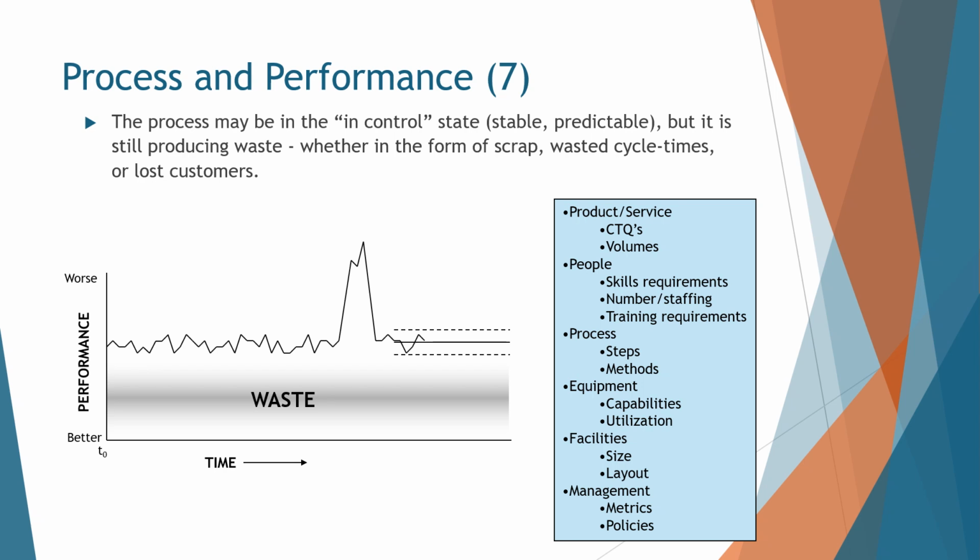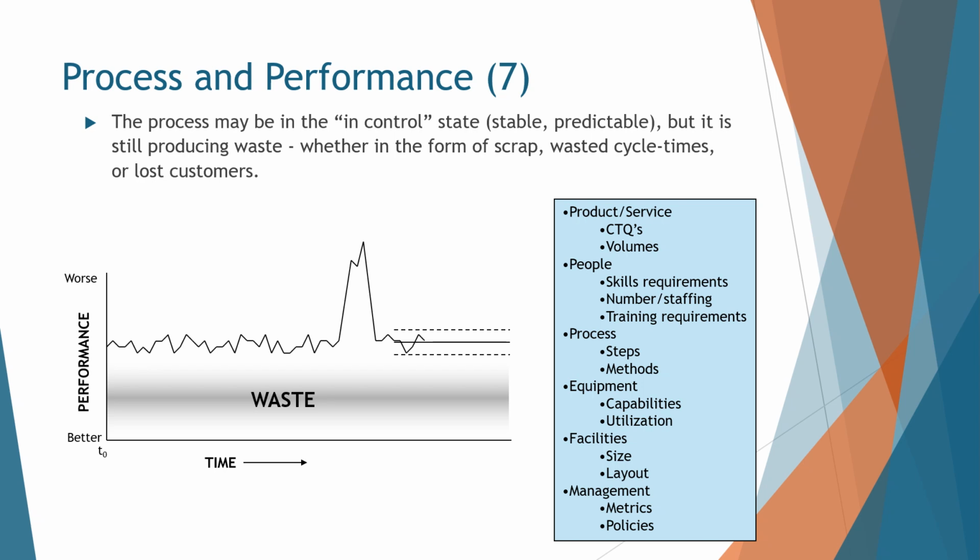So let's take a look at these again. What's causing the issues? We look at the product and service. We look at the critical to quality variables. We look at the volumes, the people. Do they have the skills required? The number of staffing. Is there training that's taking place successfully? We look at the process steps. Do some steps need to be removed, added, tweaked? We look at the methodology. With respect to equipment, is it capable? Is there the utilization of the proper equipment? When it comes to the facilities, we look at the size and layout. And then lastly, for management, we look at metrics and policies.